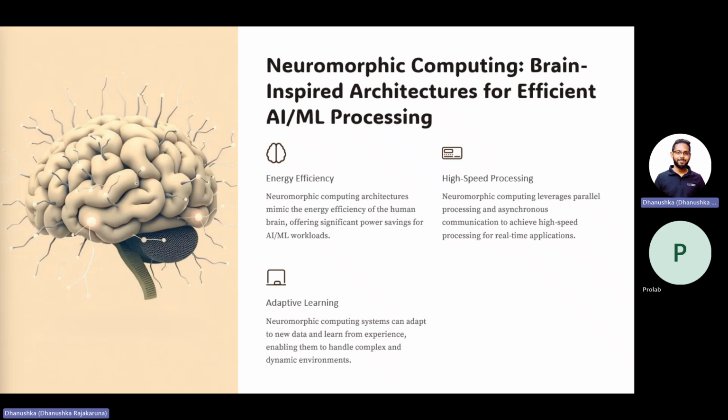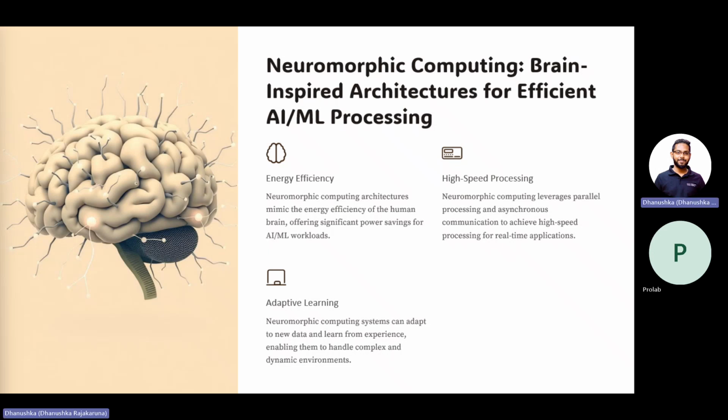Key principles will be spiking neural networks, SNNs. Unlike traditional neural networks, SNNs process information via discrete spikes mimicking biological neuron communication, supporting event-driven computing and reducing redundant operations. Plasticity: dynamic adaptation of synaptic weights inspired by Hebbian learning allows systems to learn and evolve in real time.